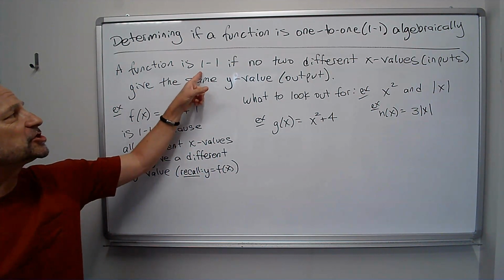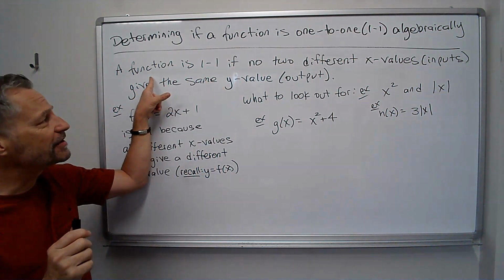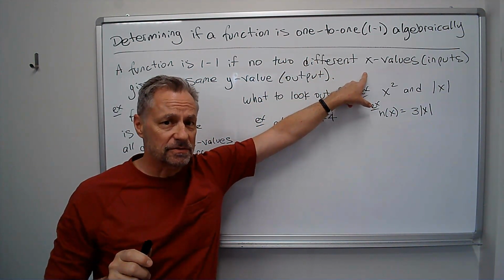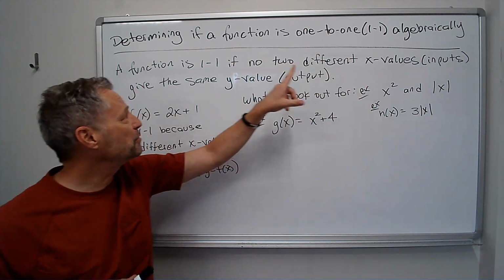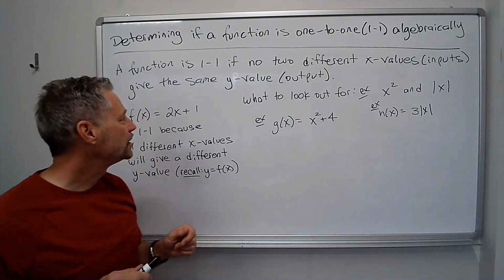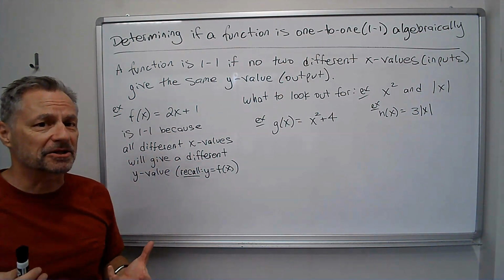But a function is one-to-one, so we're already assuming it's a function. So each x value has a different y value. No two different x values, or inputs, give the same y value or the same output. So it's a little bit difficult to do. We have to think about it a little bit.